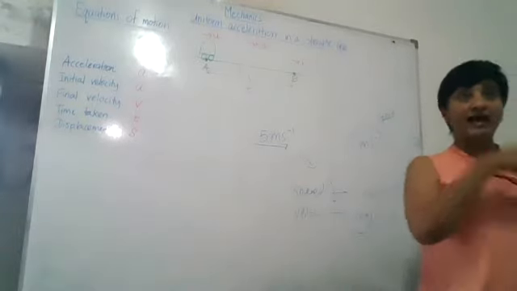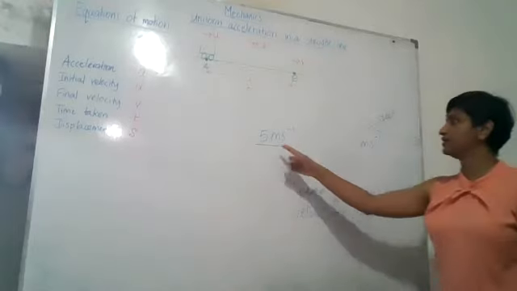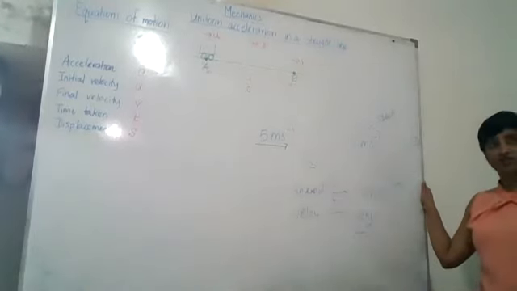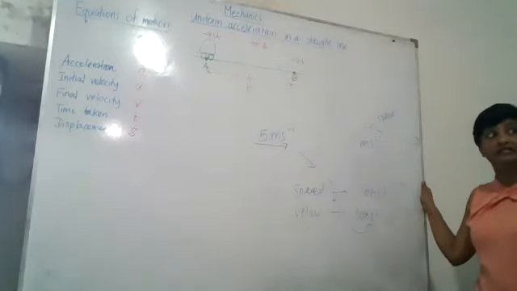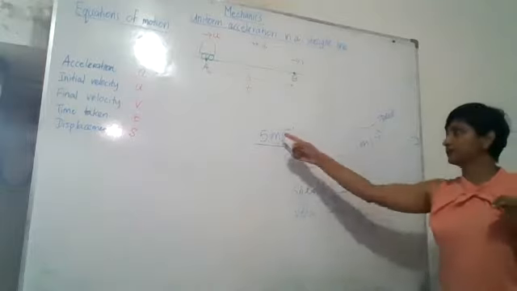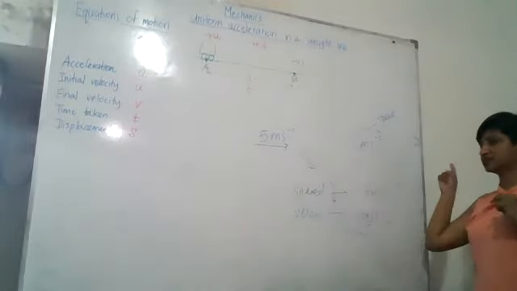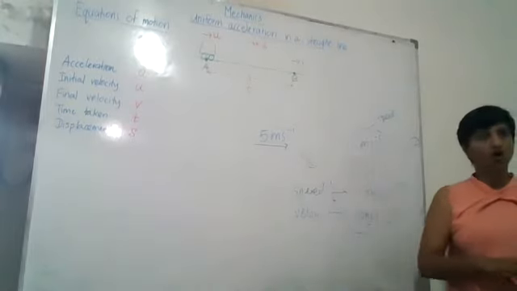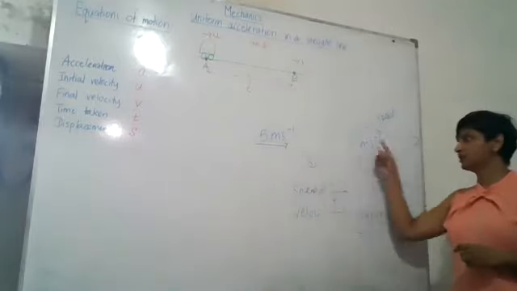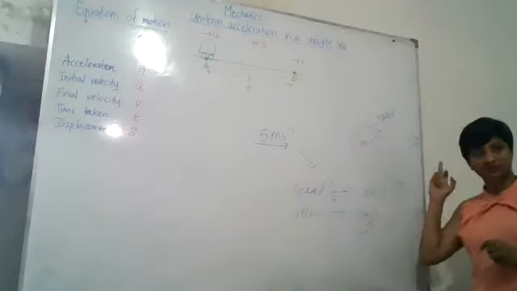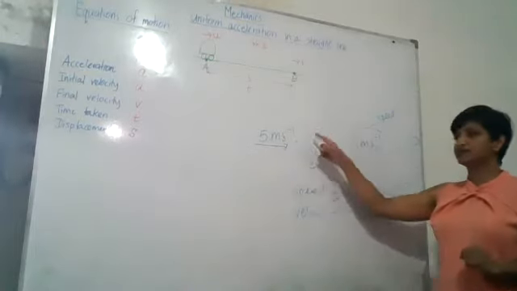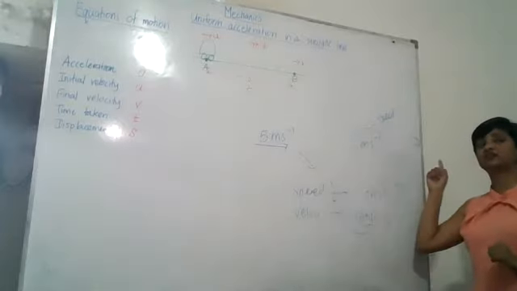So, acceleration. When you have 5, 5, 5, 5, 5 in the same direction, any acceleration? Is it 0 or? 0. Let me say it again. 5, 5, 5, 5, 5 and in the same direction. Is acceleration 0 or is there an acceleration? 0. 5, 3, 2, 1, same direction? There is an acceleration.